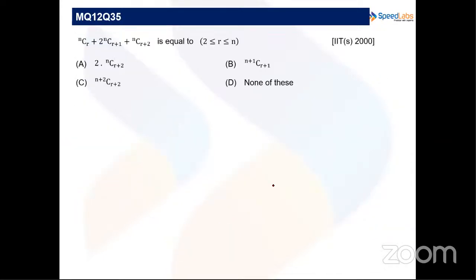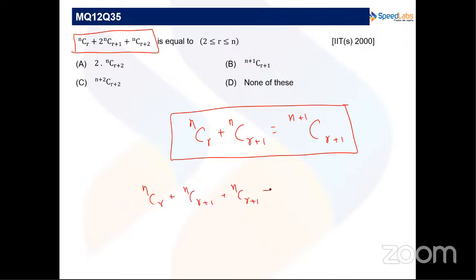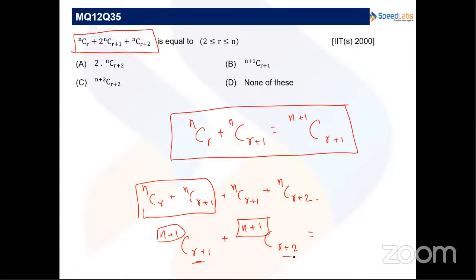Moving to the next question. nCr plus 2 nCr plus 1 plus nCr plus 2. We already know the property nCr plus nCr plus 1 equals n plus 1 Cr plus 1. So you can see here that it is nCr plus nCr plus 1 plus nCr plus 1 plus nCr plus 2. These two will become n plus 1 Cr plus 1, and these two will become n plus 1 Cr plus 2. Again, this quantity here is the same, and there we have a difference of 1. So combined, this will give us the answer n plus 2 Cr plus 2. So our option C is correct. Good, Manvi.